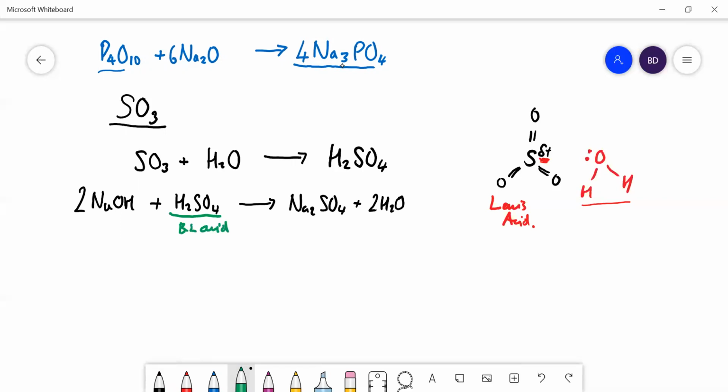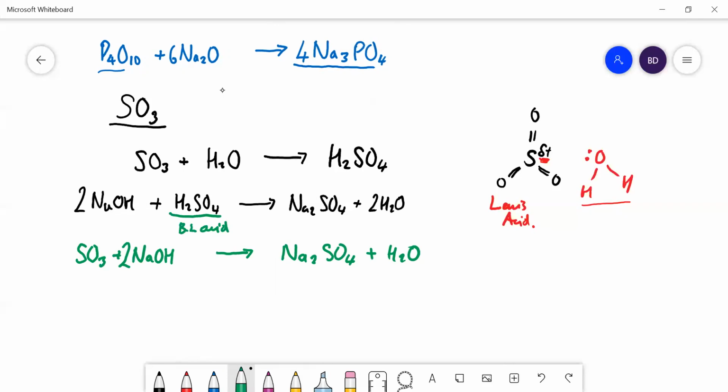What would you get if you reacted the Lewis acid with a base? Well, you get the same formula of the salt, so let's write that down. SO3 plus NaOH would give you Na2SO4, and you get some H2O. What do we need to do to balance that? Well, we need 2 sodium, so we need a 2 there, and you just get 1 H2O. So that would be what you get if you reacted the Lewis acid with NaOH.